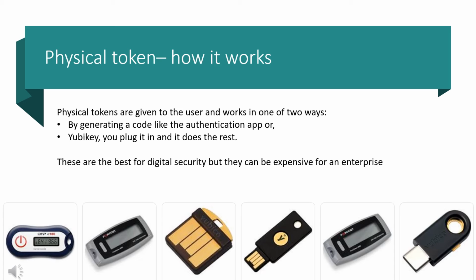You can also authenticate via a physical token. These are given to a user and can either generate a code in the same way that the Authenticator app can, or, with some like YubiKey, you simply plug it in. These are the most secure form of the something you have authentication.